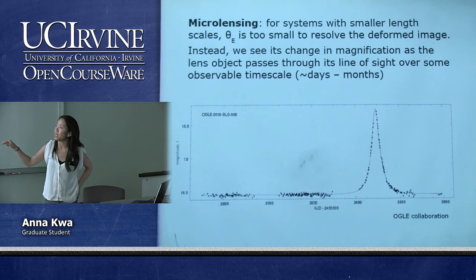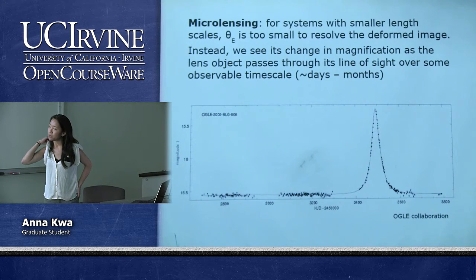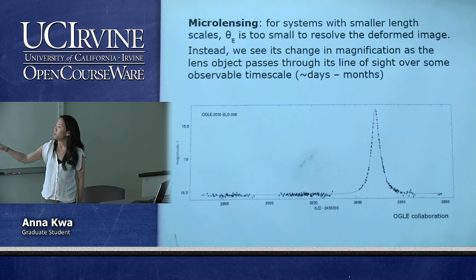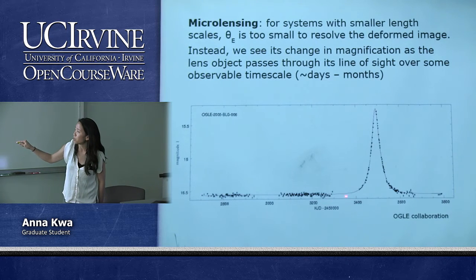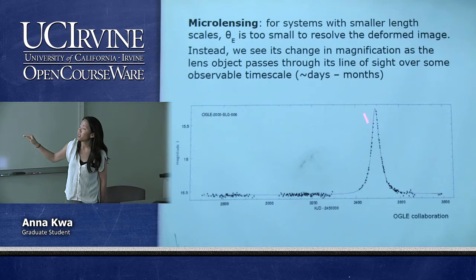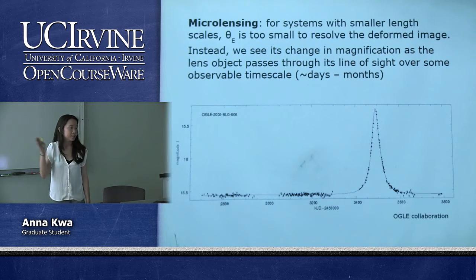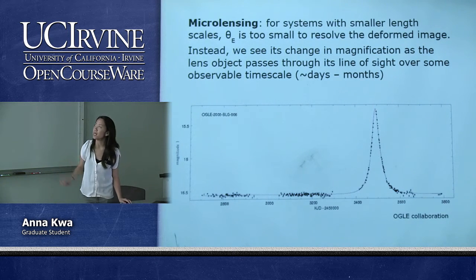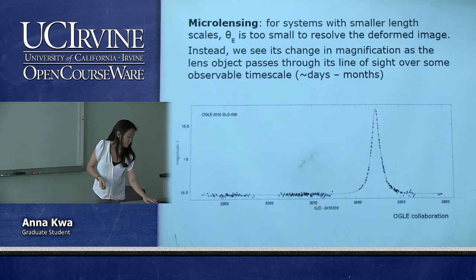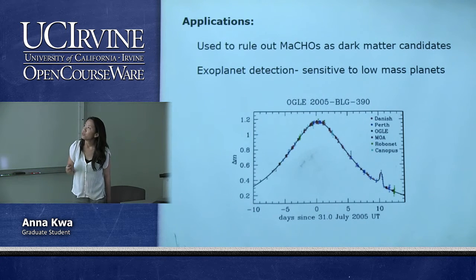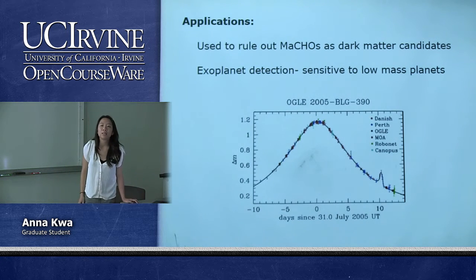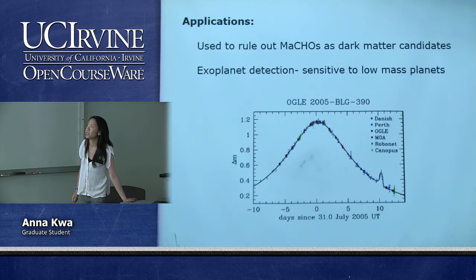So here's an example of a light curve. You've got some object passing between you and a nearby star, and this axis is in days. Over the course of about a year, this object spiked in brightness and then went back down after the lens passed through the line of sight. Like Craig mentioned, one notable application of microlensing was to rule out massive compact halo objects as the dark matter candidate.